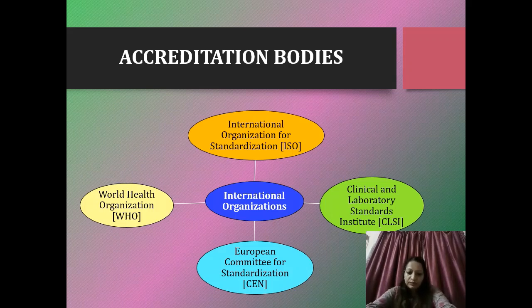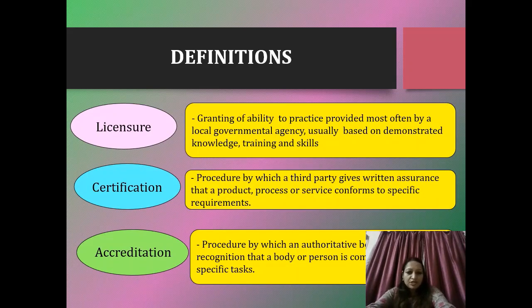Now there are some definitions with which we have to become privy when we are part of the accreditation process. The first one is the licensure. What is licensure? This is the granting of the ability to practice, provided most often by a local government agency, usually based on demonstrated knowledge, training and skills.